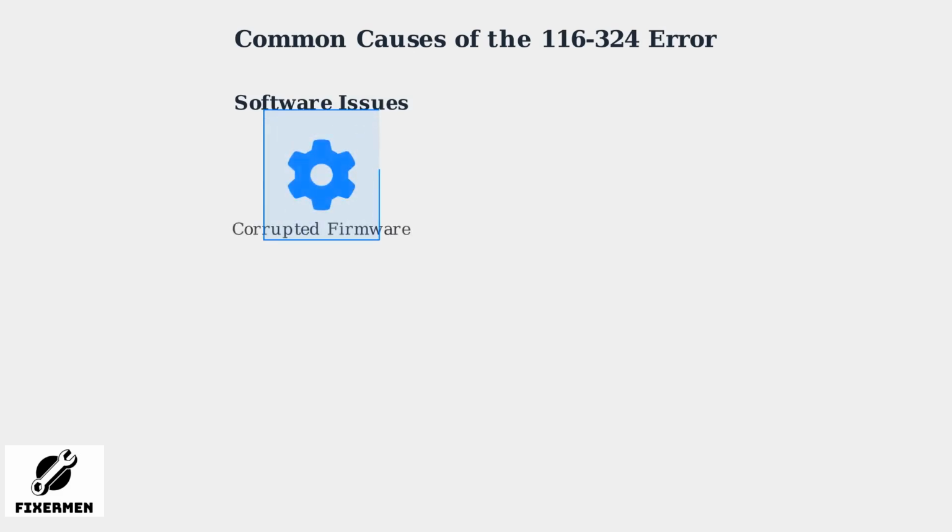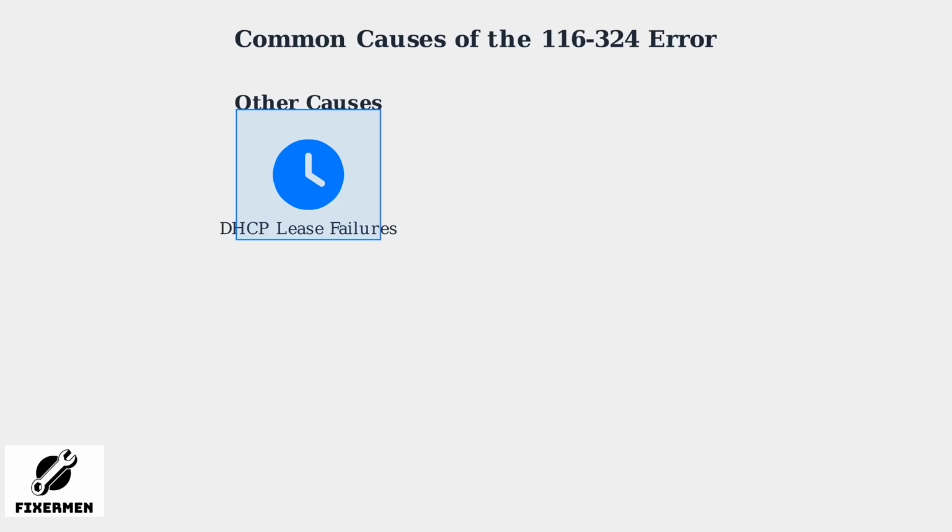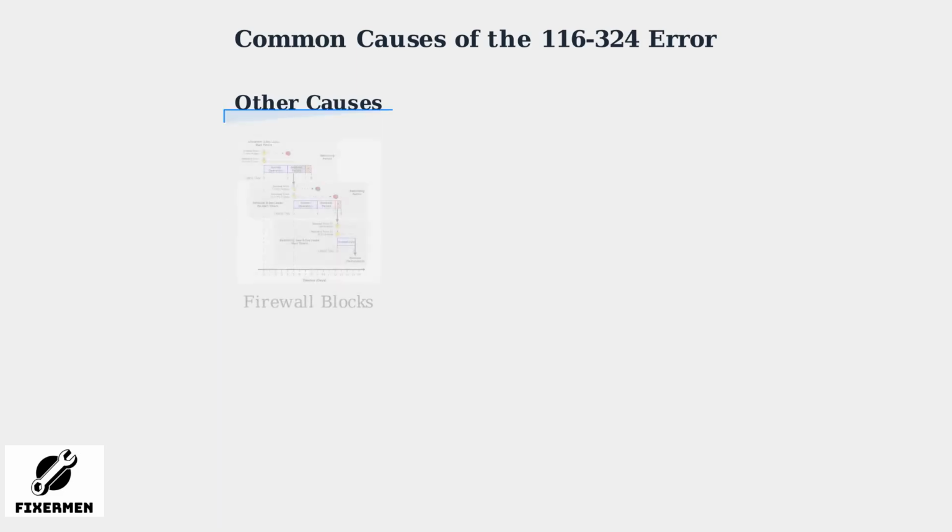Software issues like corrupted firmware can prevent the NIC from functioning properly. Incompatibility with network protocols, such as IPv6 misconfigurations, can also trigger the error. Other potential causes include power surges that can damage the NIC. DHCP lease failures can prevent the printer from obtaining a proper network address. Finally, firewall settings blocking the printer's network access can cause this error.